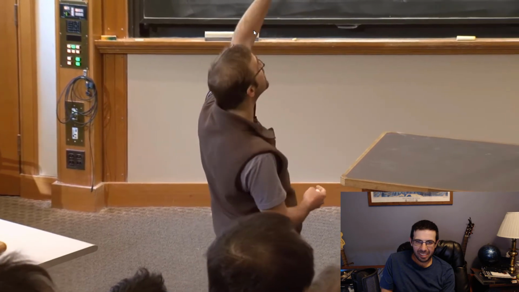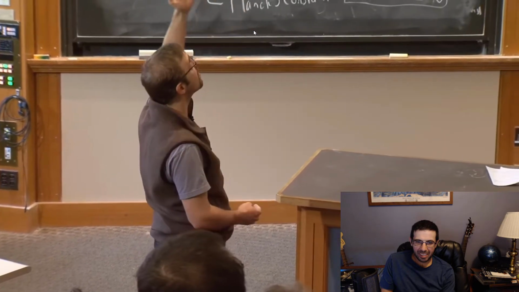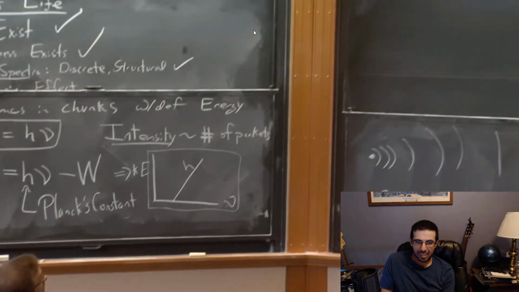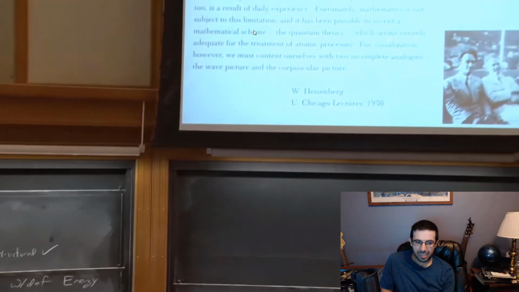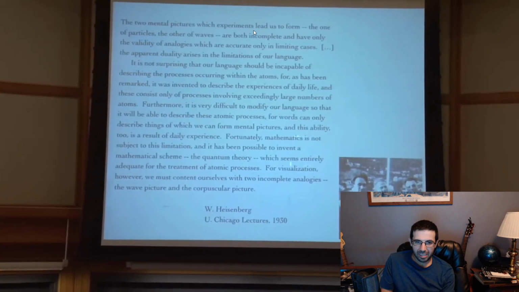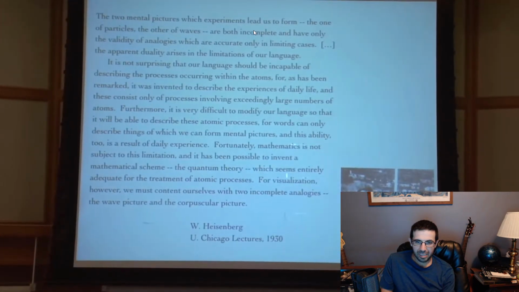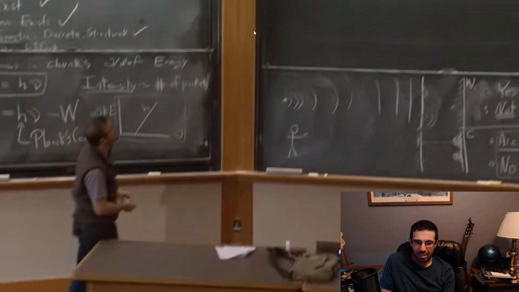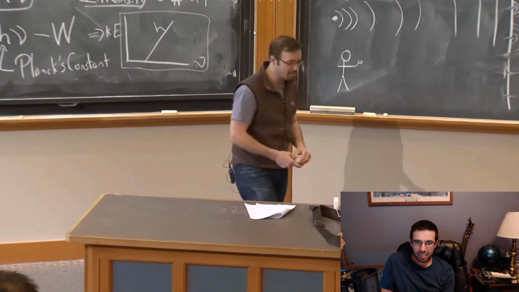So what Heisenberg says, the two mental pictures which experiments lead us to form, the one of particles, the other of waves, are both incomplete and have only the validity of analogies, which are accurate only in limiting cases. The apparent duality arises in the limitation of our language. Okay? And then he goes on to say, look, you developed your intuition by throwing rocks and swimming. And that's not going to be very good for atoms.